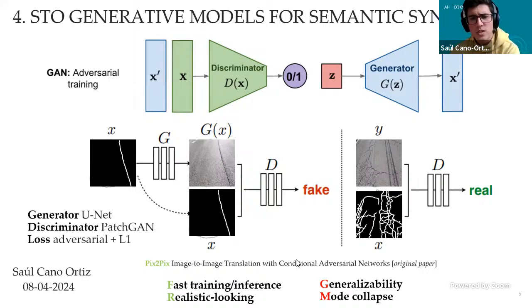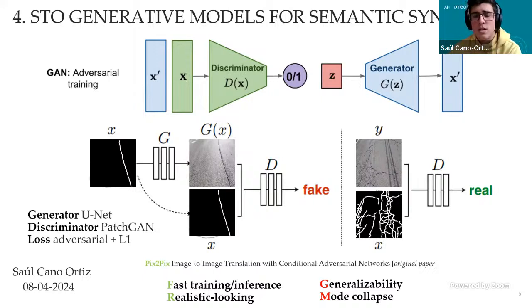There are benefits of using these conditional generative adversarial networks, conditional because you give the mask as input. The training inference means you can create thousands of images with a powerful GPU in seconds or milliseconds, depending on the images and the specific GAN, generative adversarial network, you are using. They can be really realistic looking.